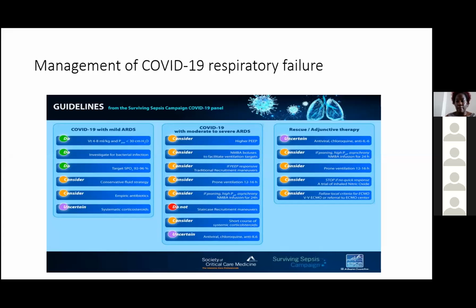And currently there is a multi-center RCT that has been registered, involving about countries, as to the role of these agents. However, as I talked about, employing your recruitment maneuvers, PEEP, prone ventilation, keeping these patients well sedated, ensuring ventilator synchrony. The role of inhaled nitric oxide from ARDS data: it does improve your oxygenation index, but has no mortality benefit. But there are some clinicians anecdotally in the adult population who are using it. And of course, if your oxygenation index is not improving, then you want to stop it as soon as possible.